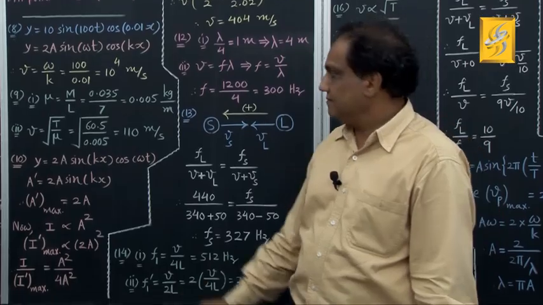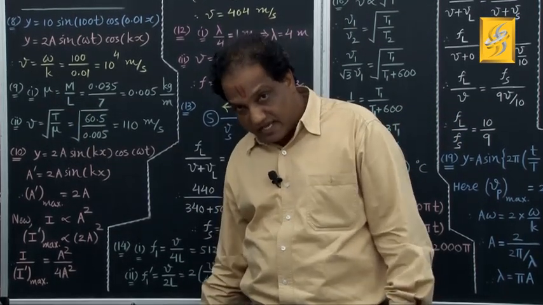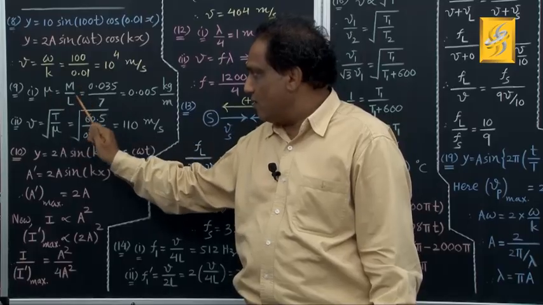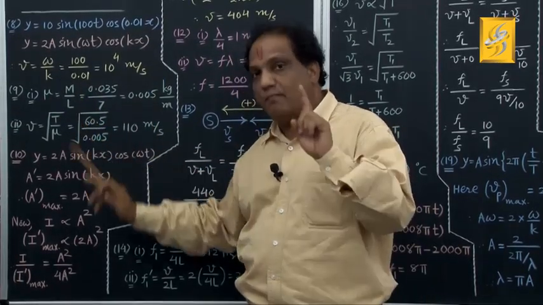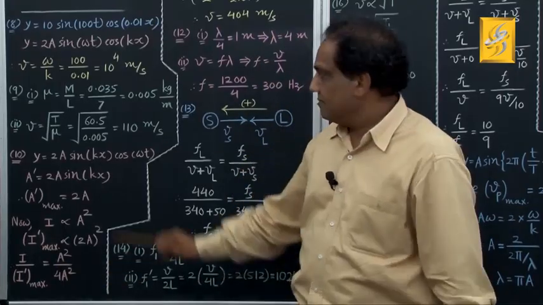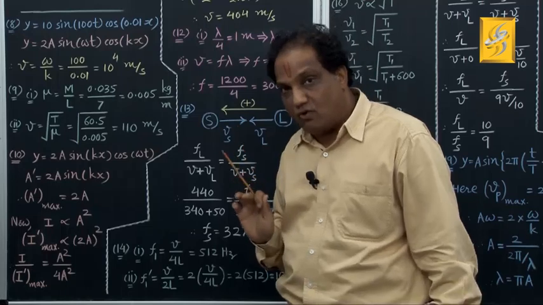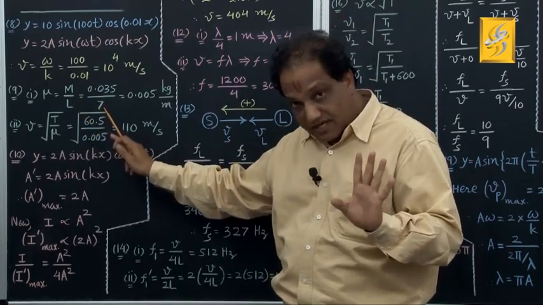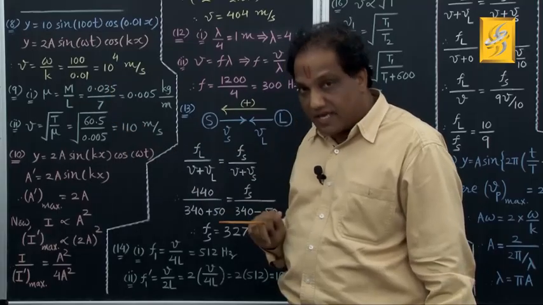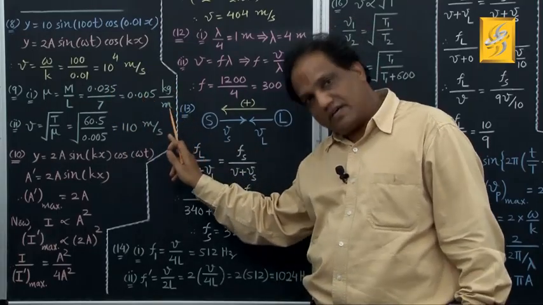Read it? Fine. The linear density of mass for a string is mu equals m upon L, that is total mass upon total length, that is mass per unit length. The mass of the string they have given is 0.035 kilogram, and the length of the string is 7 meter. This upon 7 is 0.005 kilogram per meter, correct?